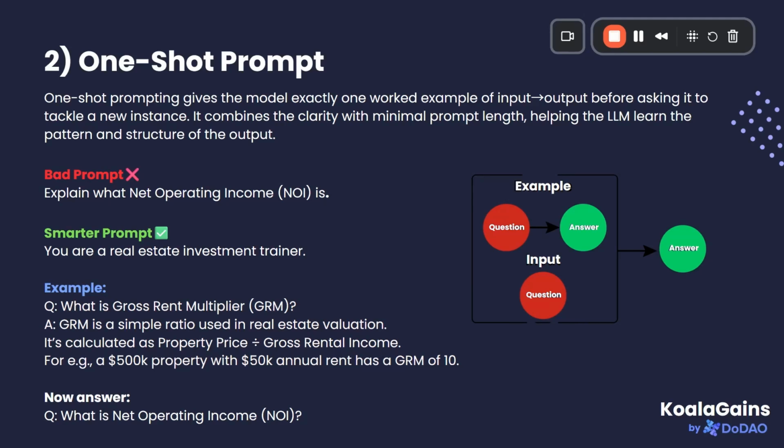A one-shot prompt is required when the output you need should be structured and in a specific format. In a one-shot prompt, in addition to sharing clear instructions, you also write an example in the prompt of what the output should look like.